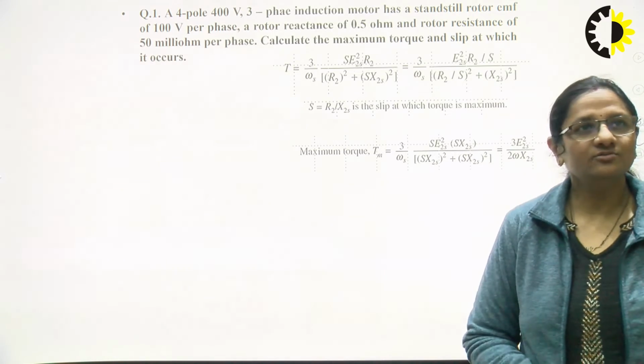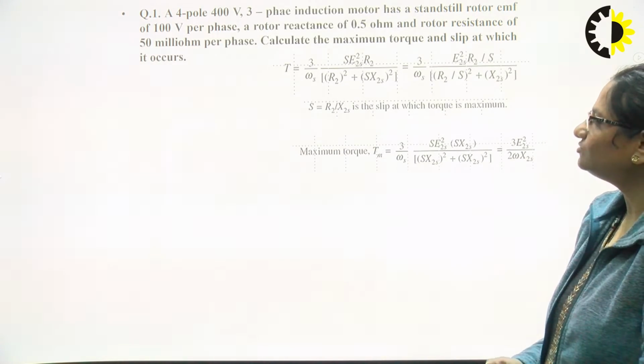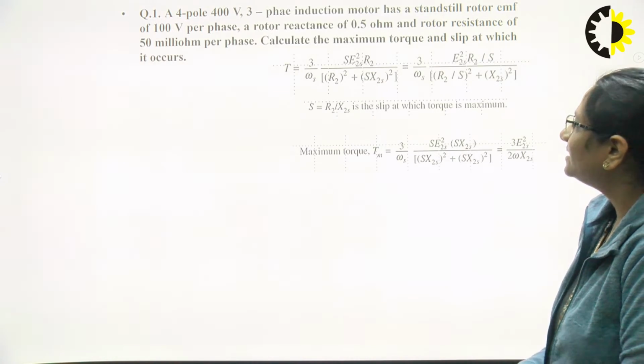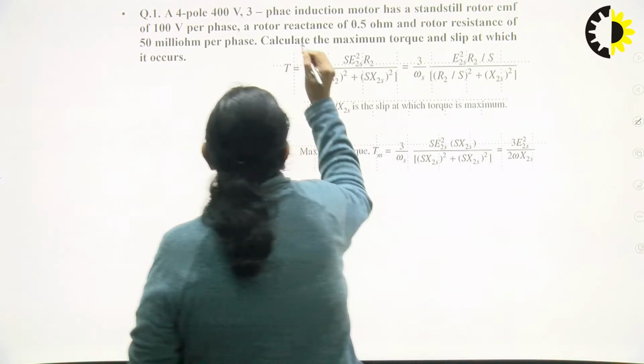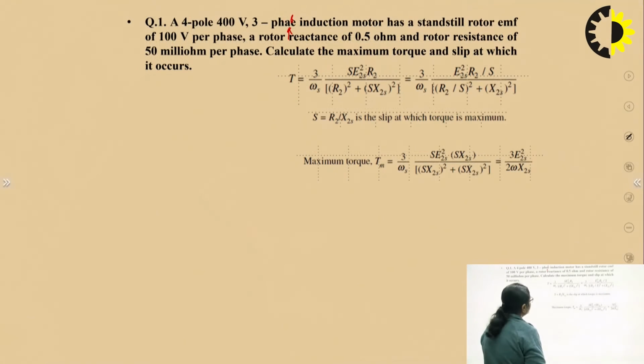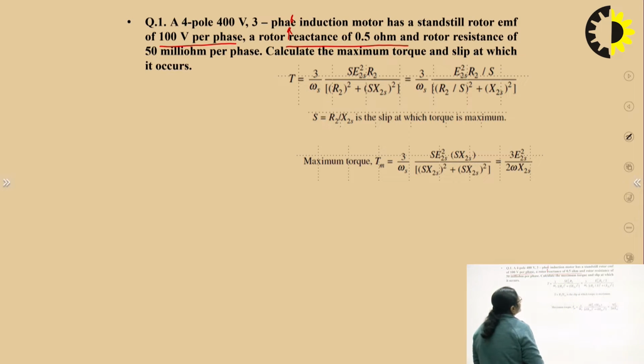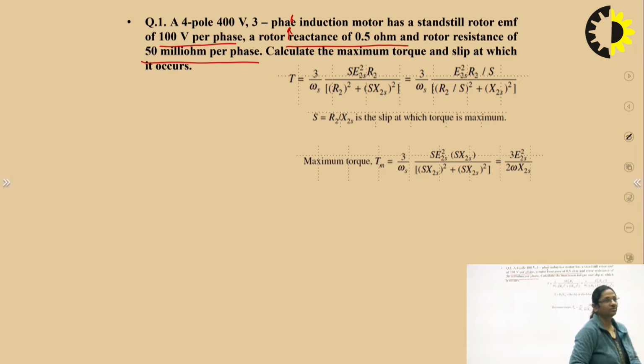So starting with this first question, it is a 4-pole 400 volt 3-phase induction motor has a standstill rotor EMF of 100 volt per phase and a rotor reactance of 0.5 ohm per phase. The rotor resistance is 50 milliohm per phase. Calculate the maximum torque and the slip at which it occurs.